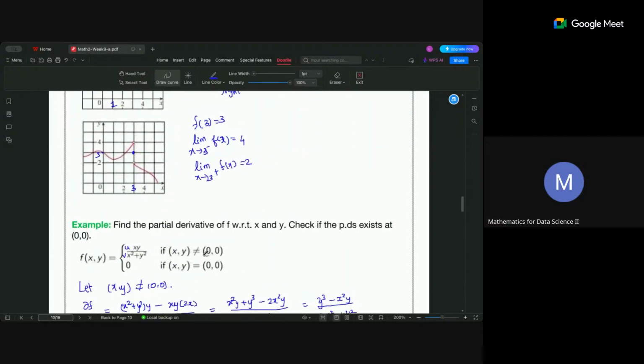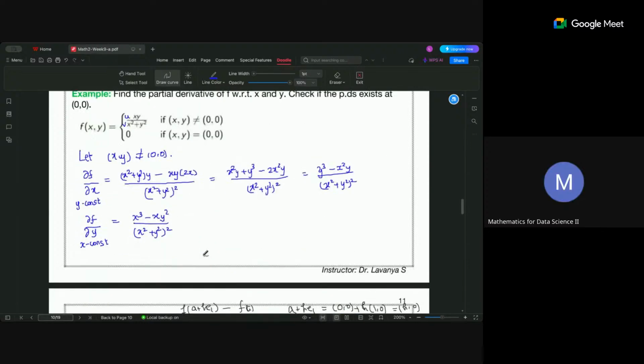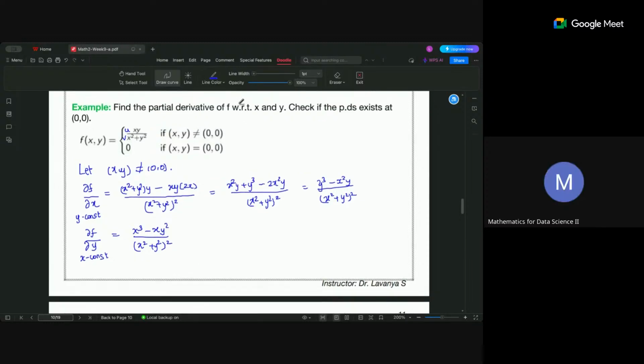Is that clear? Ma'am, a small query. Why did we find the partial derivatives then? That is for the other part. We are finding the partial derivative of f with respect to x and y, so we are finding it for the entire domain.